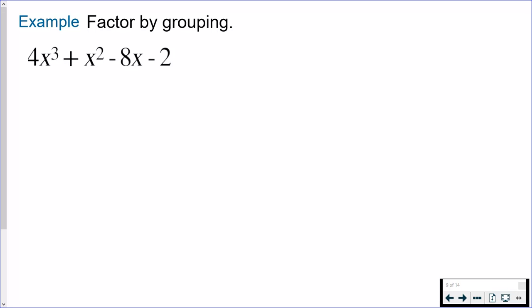So that's the grouping part of this. I'm going to split this into 2 groups right in half. My first group is 4x cubed plus x squared. I look at this and I figure out that these have x squared in common, so I'm going to factor out an x squared just from these first 2 terms. This is my first group.